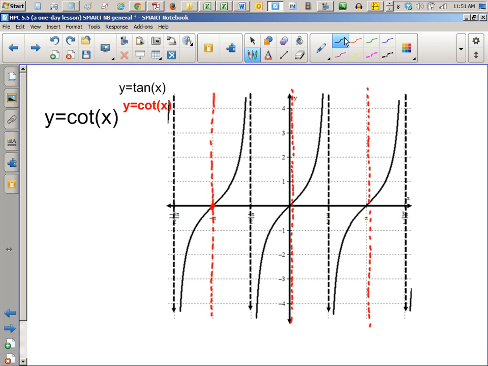I'll label those for you. This is at 0, and pi, and negative pi. You don't need the black graph, really. So the pieces we draw have to fit between the red dashed lines, and it turns out they look kind of like upside down tangent graphs. Actually, that's exactly what they are. They're upside down tangent graphs.